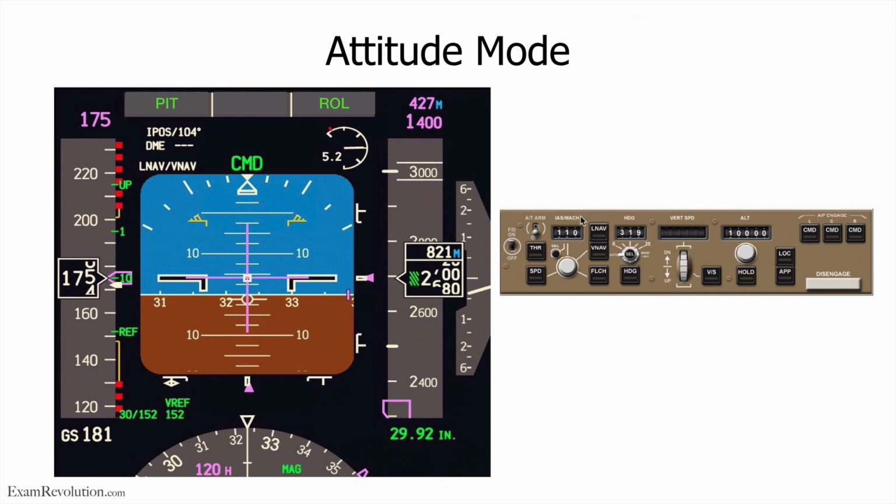Okay, if you don't select anything on the autopilot, like heading mode or approach mode or speed mode or whatever, and you just put the autopilot on, it's going to go automatically into these two modes, pitch and roll mode. Those are the basic modes. So these are the basic modes that the autopilot will always revert back to.